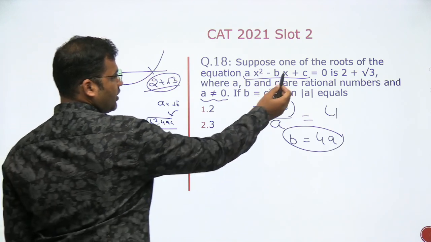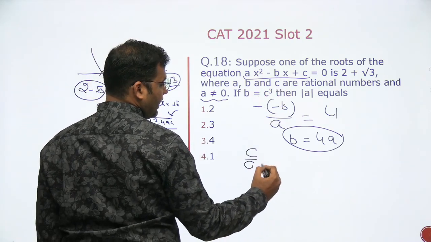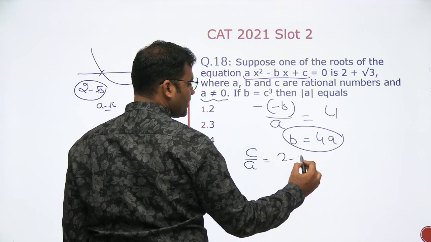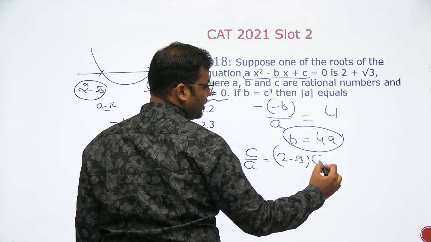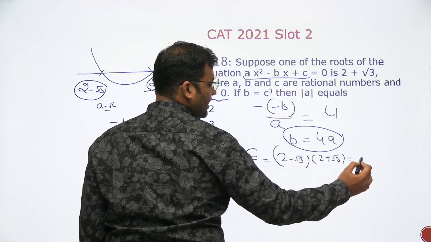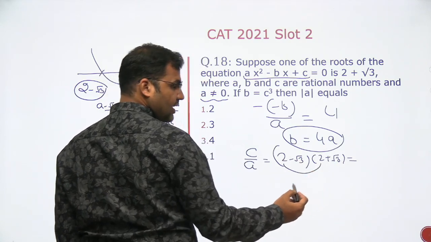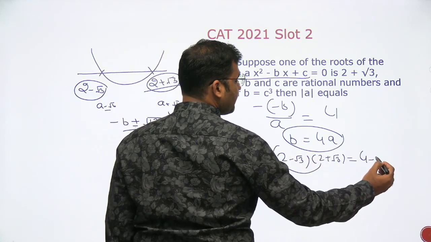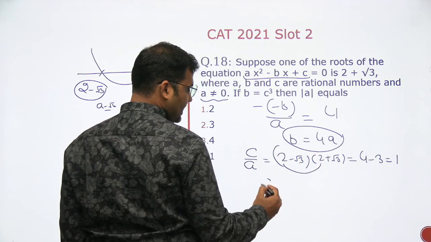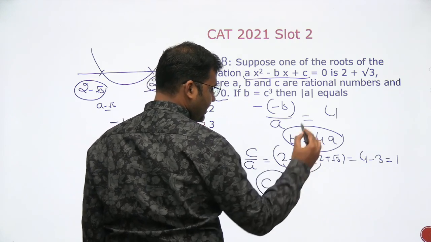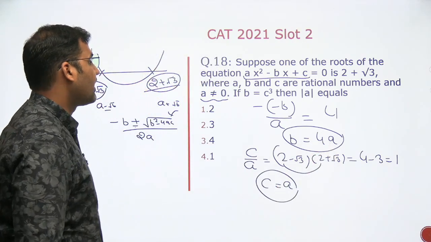Yes, you see that product of roots is c upon a. And that product of roots would be (2 - √3)(2 + √3), because these are the two roots. That would be a square minus b square: 2 square is 4, √3 square is 3, so 4 - 3 = 1. That is what. So c will be equal to a here, right? The value of c has become equal to a.